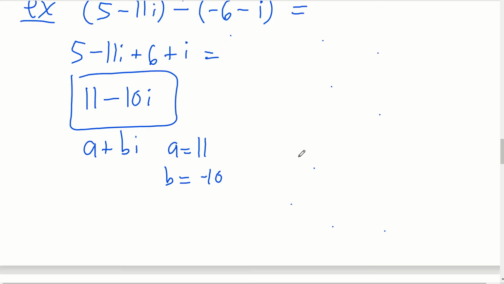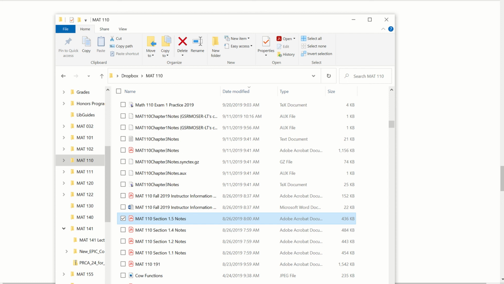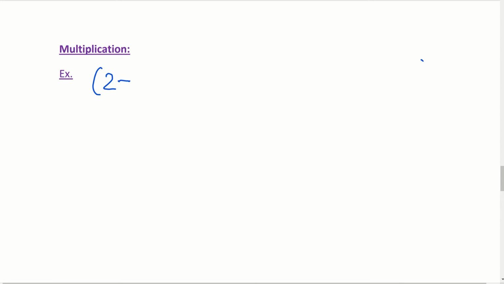So addition and subtraction is pretty straightforward. Let's take a look at multiplication of complex numbers. Essentially, if you think of what it would look like if you had two complex numbers, 2 minus 3i times 7 plus 5i. Each complex number has two parts to it. It has a real part and an imaginary part, which means it's kind of like a binomial. And so really, when you multiply this out, it's essentially the same thing as foiling.